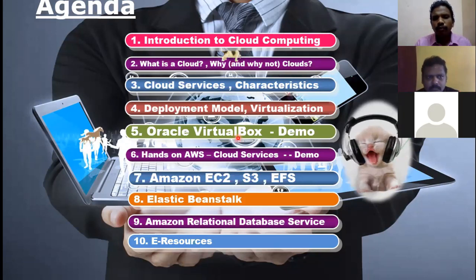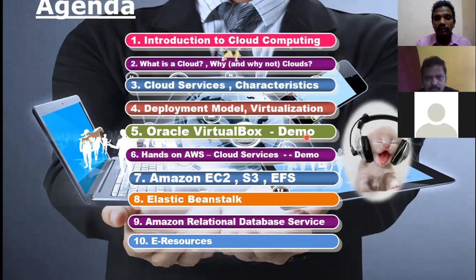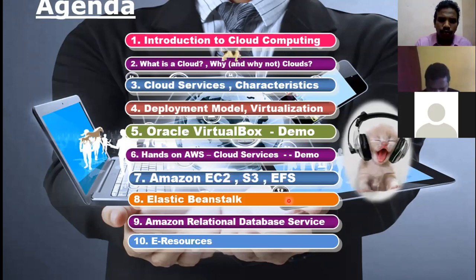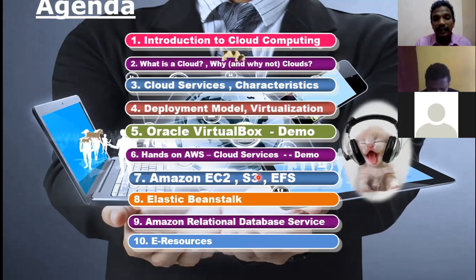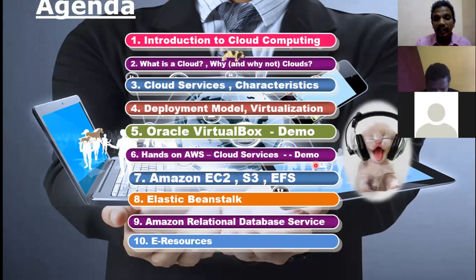Then the first and foremost tool which plays a vital role in cloud computing, Oracle VirtualBox. A live demo on Oracle VirtualBox. Then Amazon, which provides a variety of services for offering cloud service. Some of the tools are EC2, one of the compute tools, the Elastic Cloud tool, which provides operating system as a service, that is platform as a service. The second tool is S3, which provides storage as a service. Then EFS, Elastic File System. So, 3 major tools in AWS.